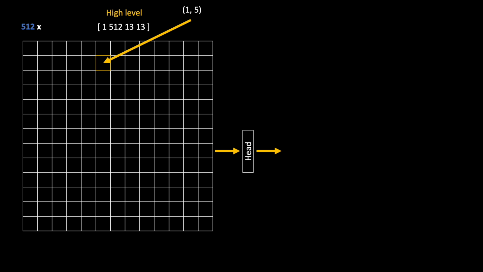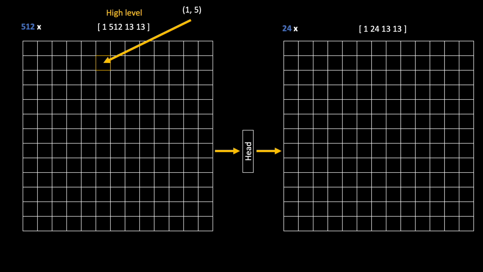In this domain, we actually work with fully convolutional neural networks, so we will opt for a 24 channel output like this. So you can see that 13 by 13 is still the size of the grid, but the number of channels has gone down from 5,112 to 24.